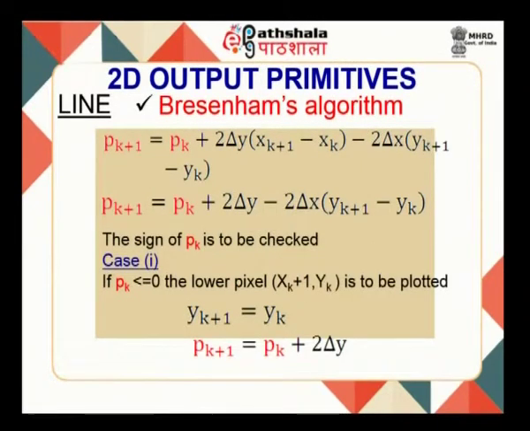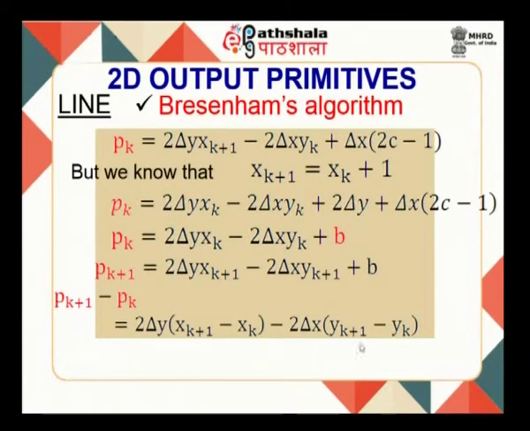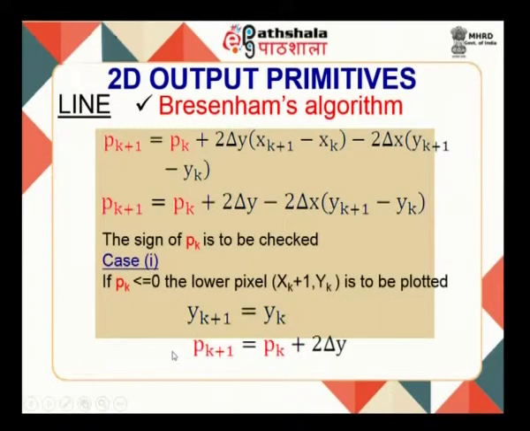So, the next decision parameter is actually, take this p k plus 1 minus p k is equal to the previous equation, take this p k onto the right. So, what you get is this. So, the next decision parameter is dependent on the previous decision parameter plus some additional terms.